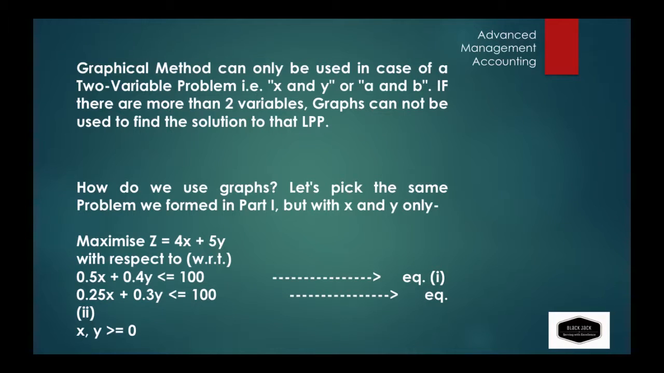Let's pick up the same problem we formed in Part 1 but with x and y only. So now the objective function becomes: maximize z equal to 4x plus 5y with respect to the constraints, which are 0.5x plus 0.4y less than or equal to 100 and 0.25x plus 0.3y less than or equal to 100. Also, x and y are greater than or equal to 0.